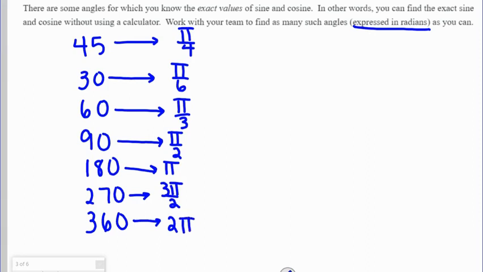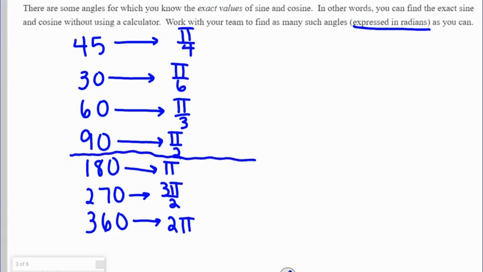We've discovered these already, so this is not new information, but these are the main angles that we've been dealing with. Now we can also, these are all, well, up till 90, these are all first quadrant, right?